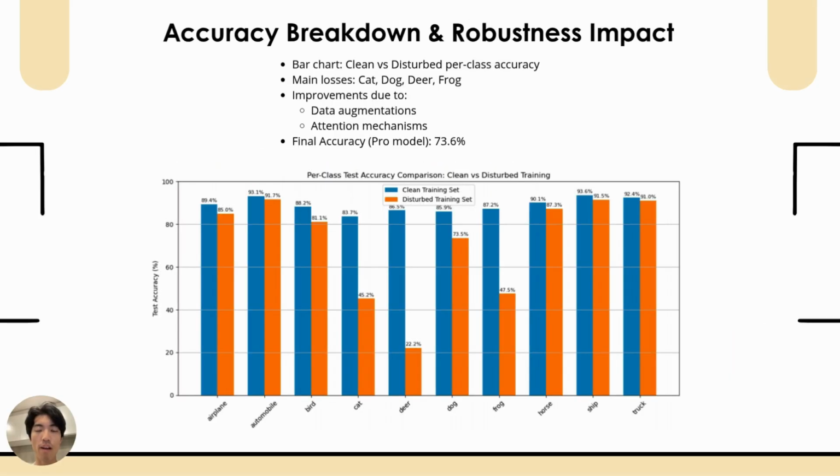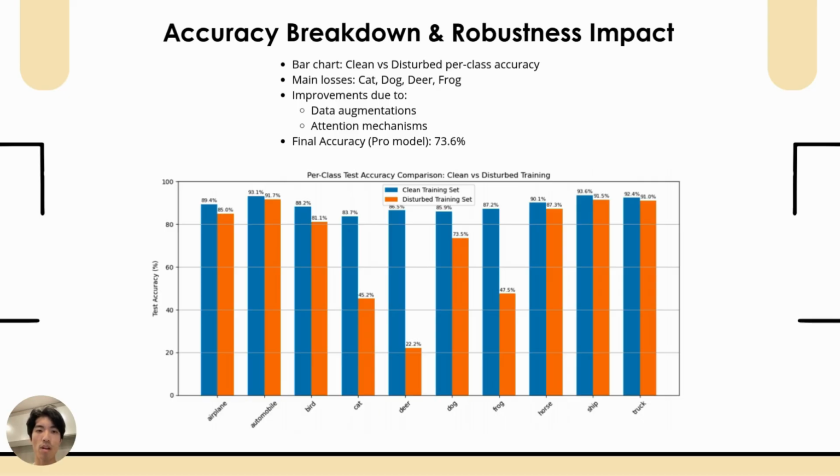Okay, thanks y'all. Next I will show you the accuracy breakdown and how our methods improve model robustness under corruption. As you can see in the bar chart, our model suffered the most on four specific classes under corrupted training: deer, frog, cat, and dog. The reason: cat and dog labels were intentionally swapped 30% of the time, introducing annotation noise, and deer and frog images were heavily distorted with night filter and glare, simulating real-world low-light conditions. So to fix this, for cat and dog, we apply label smoothing during training.